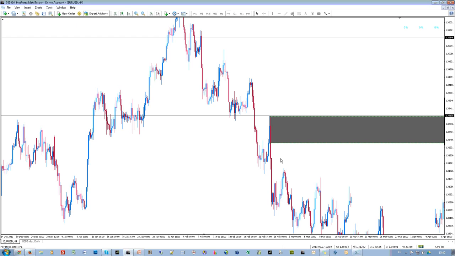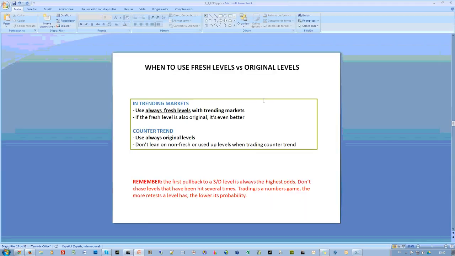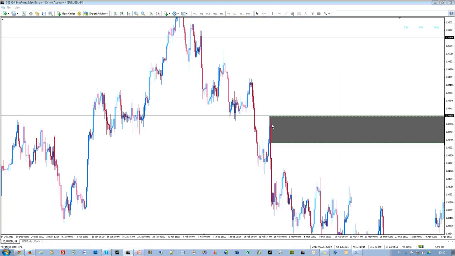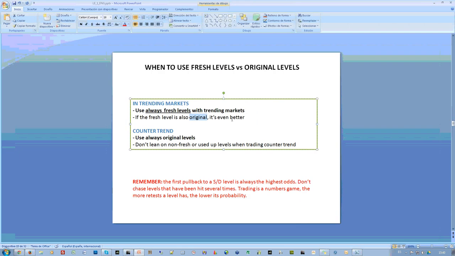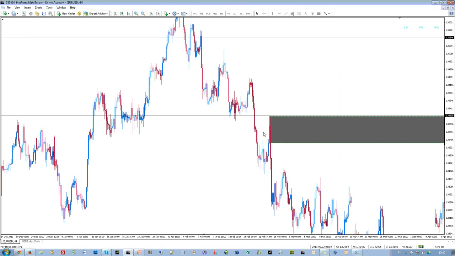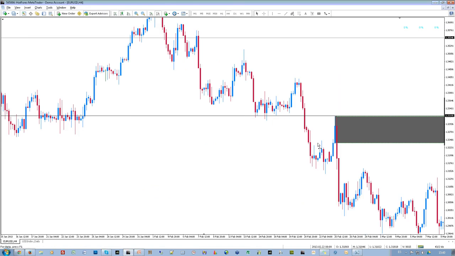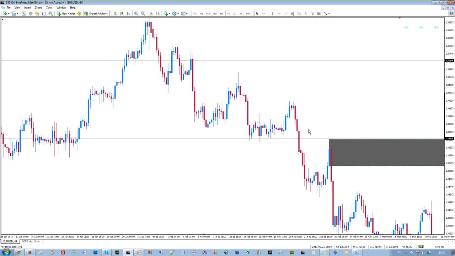So this level is fresh and it's original, and we clearly have a downtrend on the 4-hour chart, as you can see. Probably also on the daily chart by looking at these candles. So if we are in a downtrend, we are allowed to trade only fresh levels like this. If it is original, it's even better. This level is fresh and original.